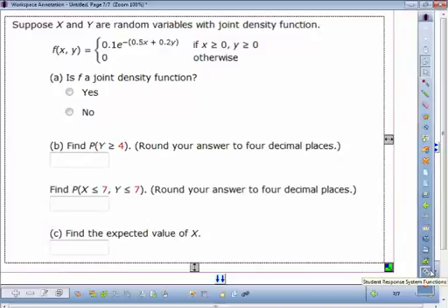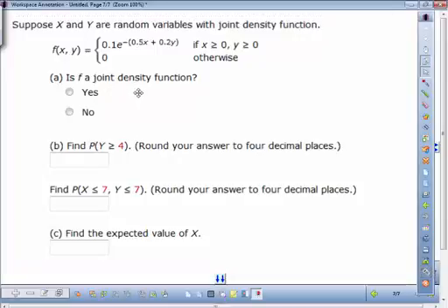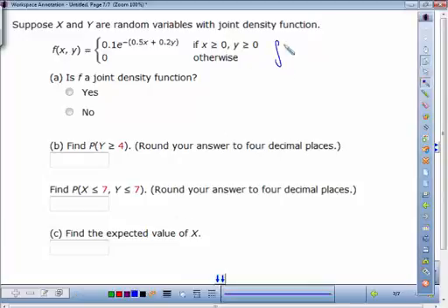So here we have what's called a joint density function, and the idea behind a density function is that if you were to find the area, or in this case kind of like the volume, over all of the real numbers, then it should all equal 1. So the first question is asking if f is a joint density function, and to figure that out, we want to integrate over all of R.